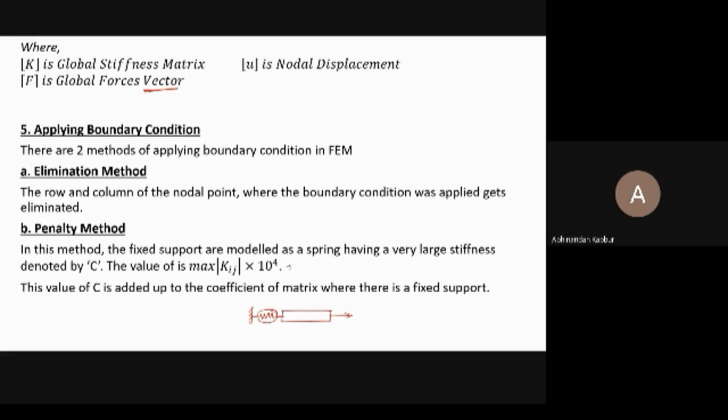Even you can multiply with 10 raised to 6 or 10 raised to 8 to say that this spring is having a larger stiffness. But most of the time it is found suitable if I multiply with 10 raised to 4. Therefore, usually we'll go with 10 raised to 4. There's no rule that you have to multiply with 10 raised to 4. Even you can do with 10 raised to 6 or even 10 raised to 8. So that is applying the boundary condition, that is the elimination method as well as the penalty method. Then clearly you will understand when I solve the problem.